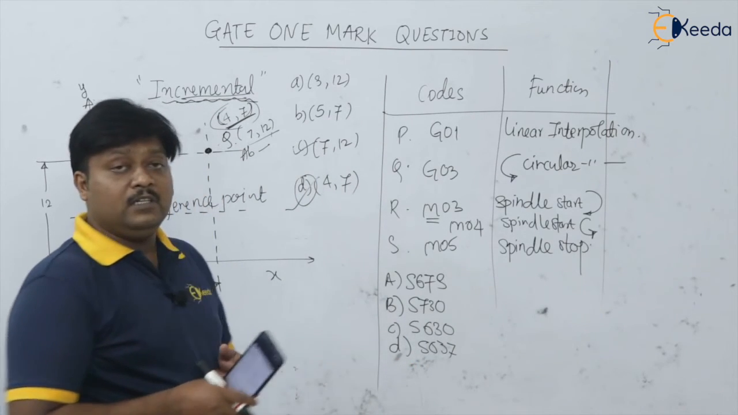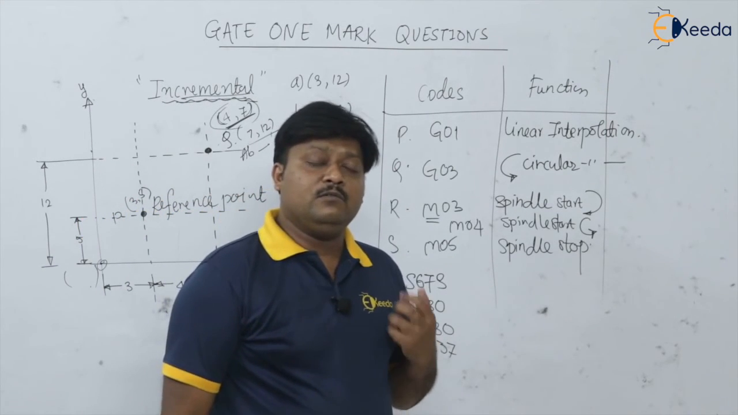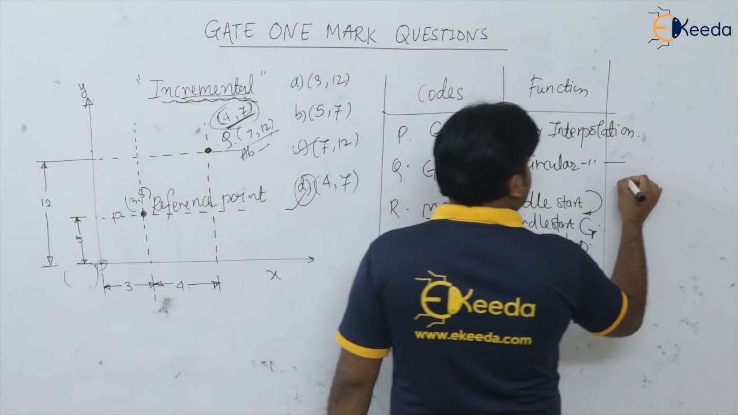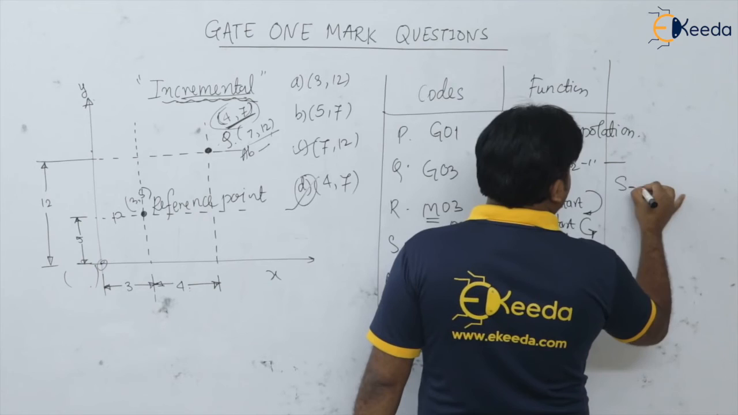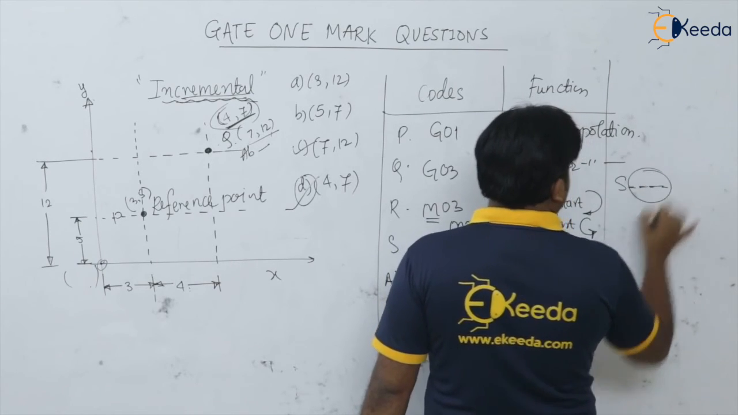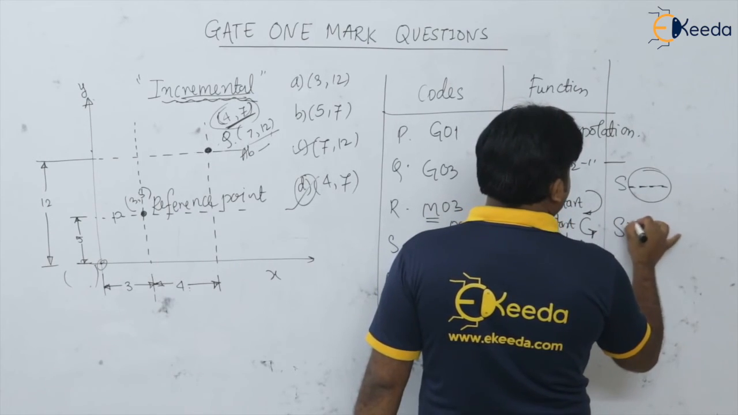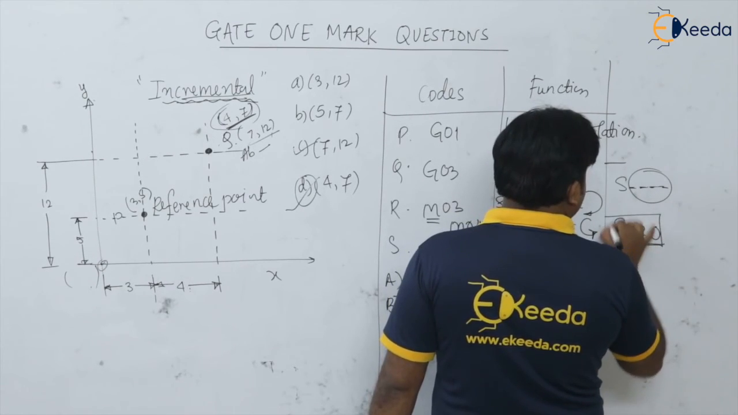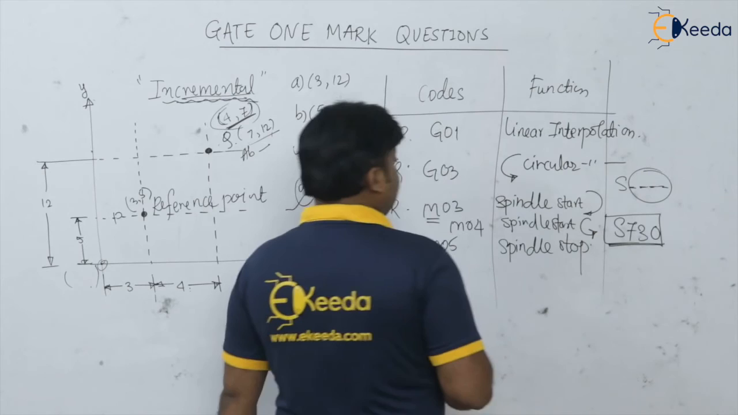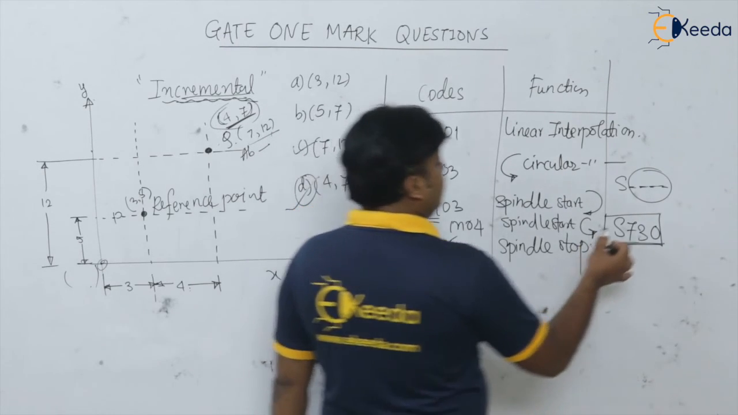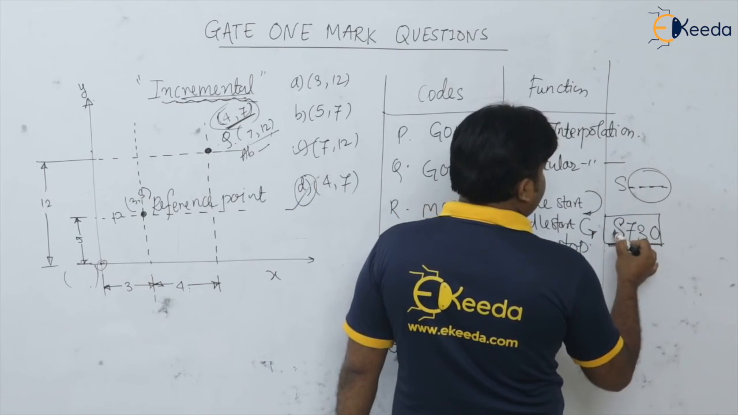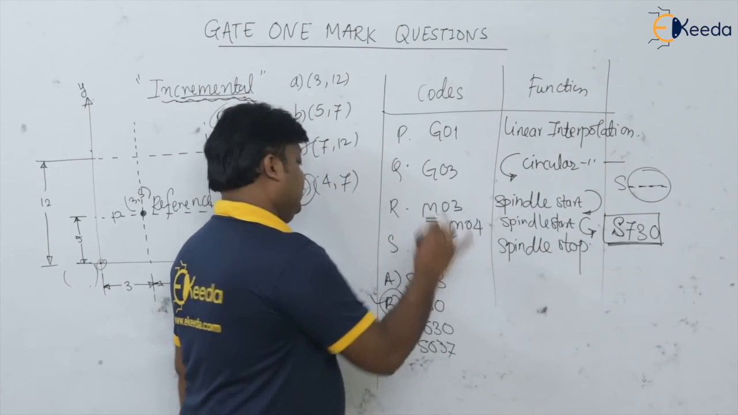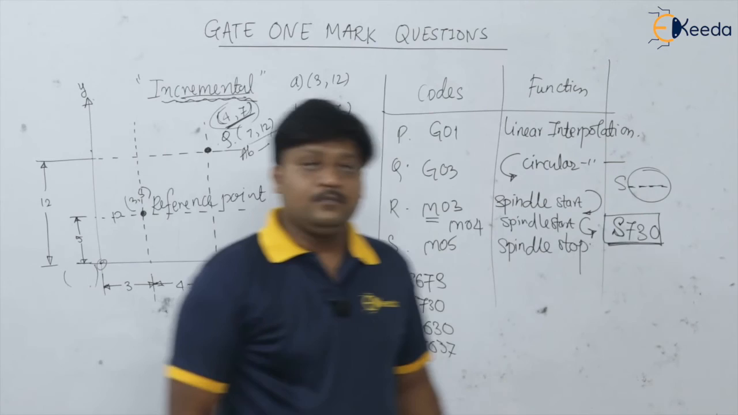So we have learned that whenever we want to write the spindle speed, we are writing it with the capital S followed by whichever the RPM it is running with, isn't it? For example, here S730, so it will be the 730 RPM of the spindle. Directly we can write like this, S730. So S730 is the correct answer.